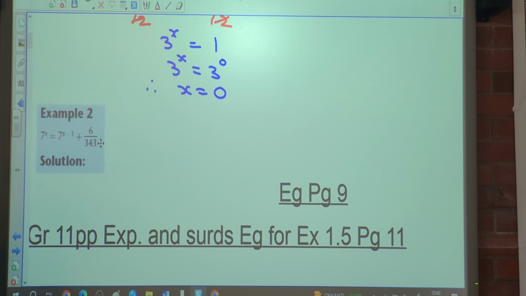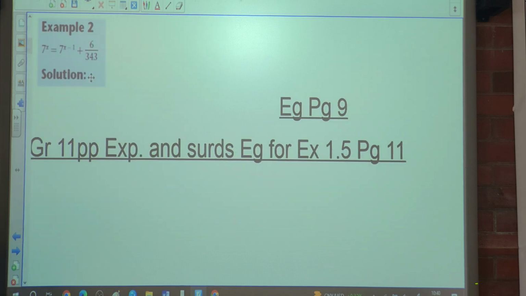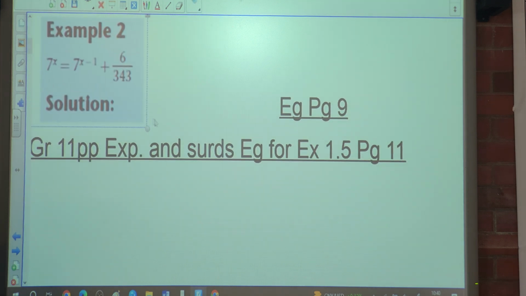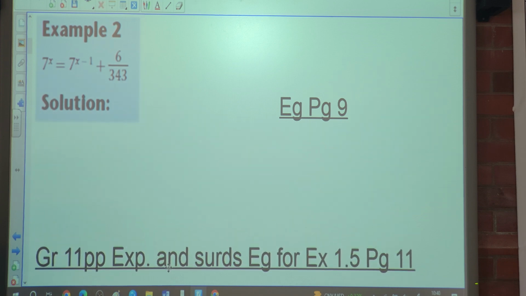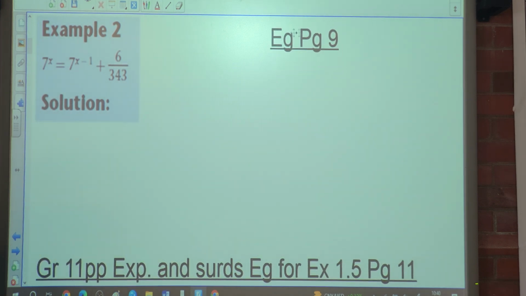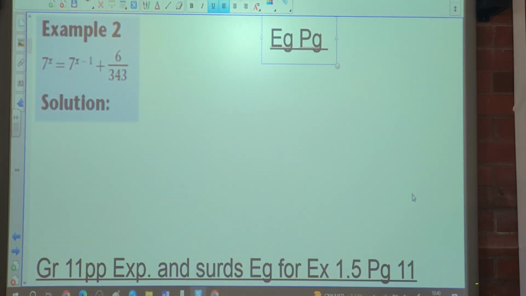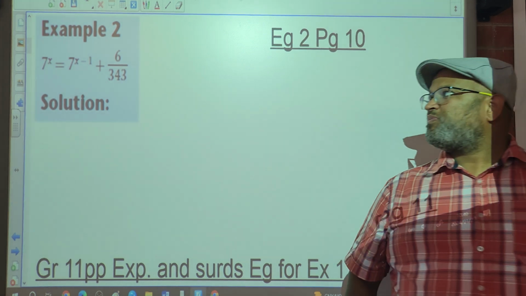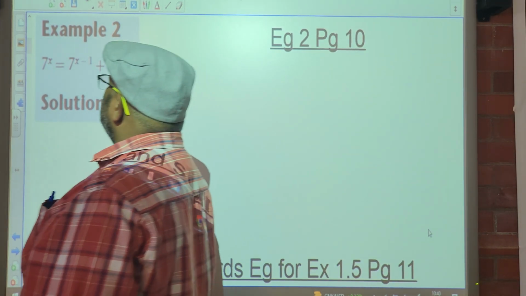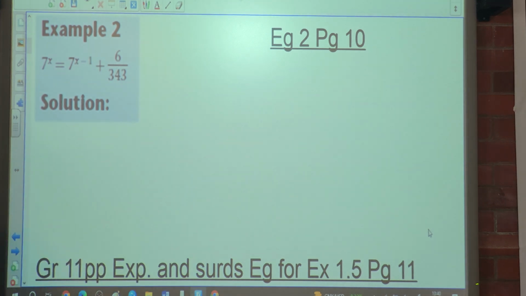Look at the next one. The next one is example 2. Okay. So here we've got 7 to the x equals 7 to the x minus 1 plus 6 over 343.